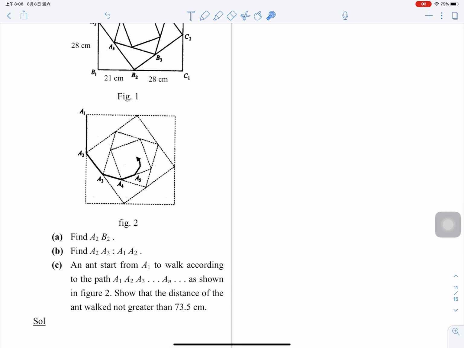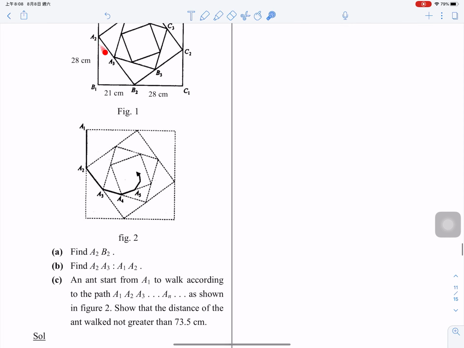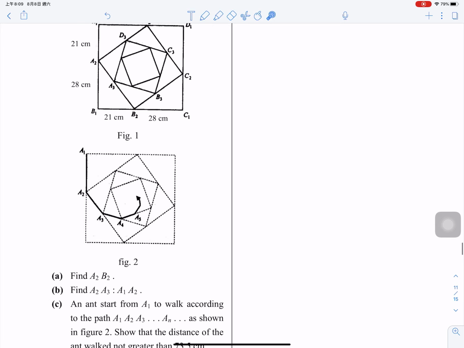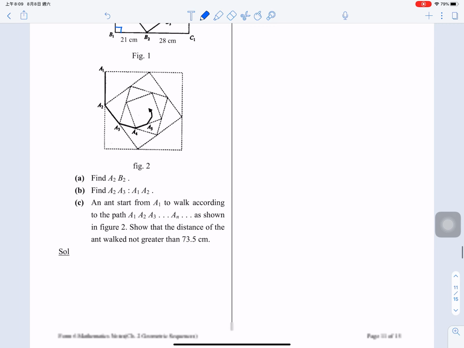Question here, part A. Find the length A2, B2. Find this length. I think this one is not difficult, right? Because it's a square. And this one actually comes from the right triangle A2, B1, B2, right? Then you need to find the hypotenuse of this right-angled triangle, right? So let's see. Part A.